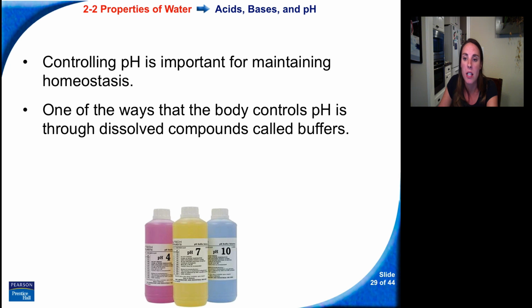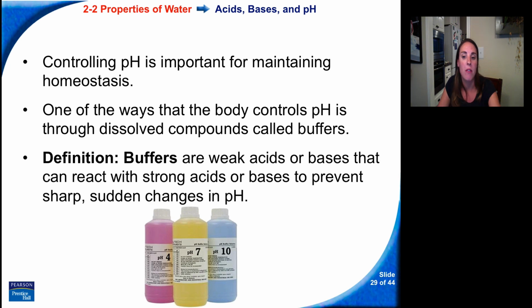One of the ways the body controls pH is through dissolved compounds called buffers. Buffers are weak acids or bases that can react with strong acids or bases to prevent sharp, sudden changes in pH. So your body naturally has these buffers, but you can also get them in chemistry. You can get strong acids or strong bases or neutral solutions to put in other solutions to either make the acidity go up or the acidity go down.